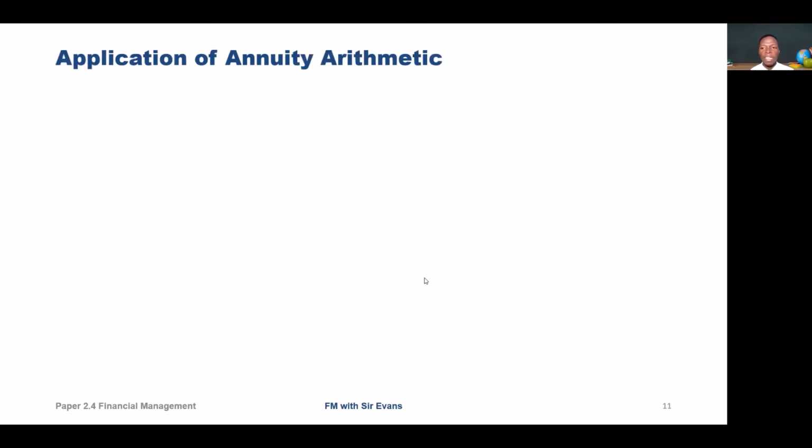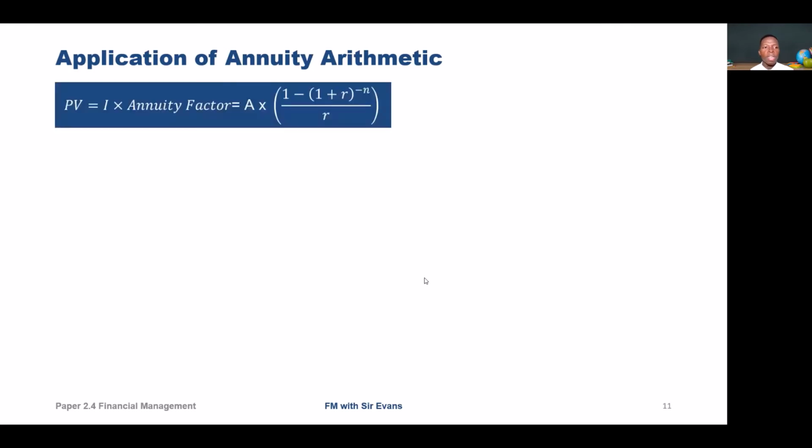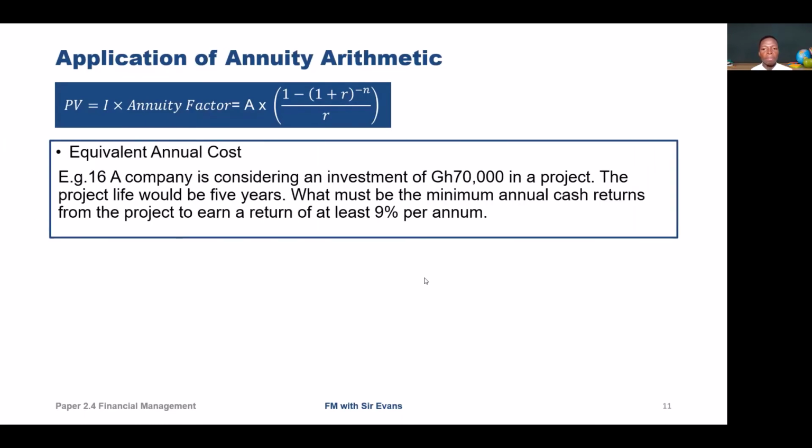Now we have some applications of annuity. As we said, in finding the PV, we multiply the constant cash flow by the discounting annuity factor. Then we can find the present value. So let's say we have an example: a company is considering an investment of 70,000 in a project. The project life would be 5 years. What must be the minimum annual cash return from the project to earn a return of at least 9% per annum? So with this question, 70,000 is what you are going to pay now.